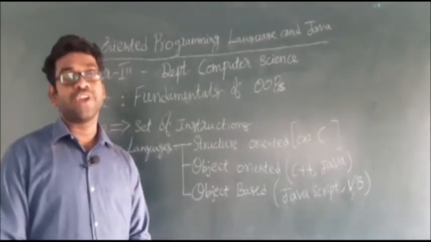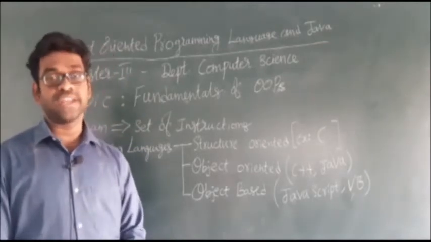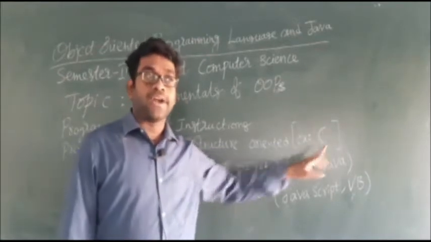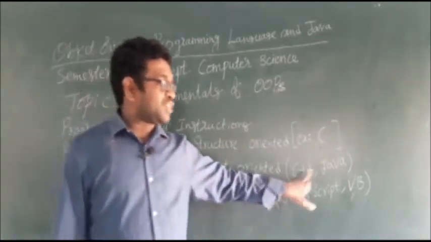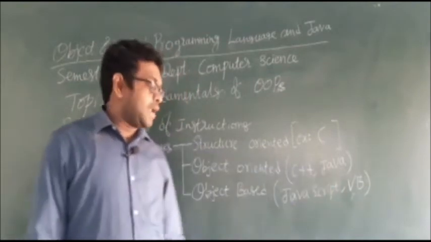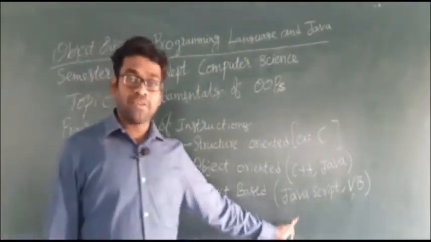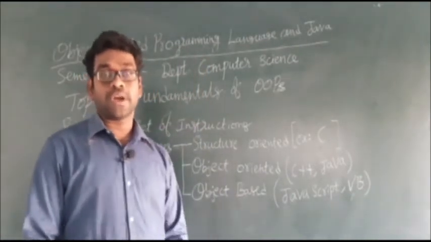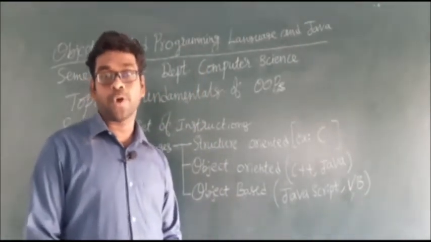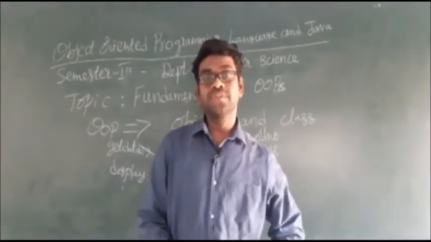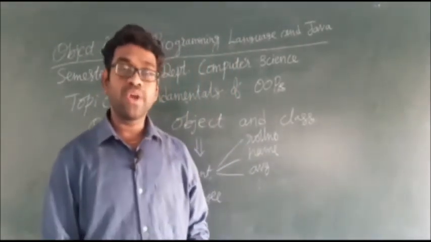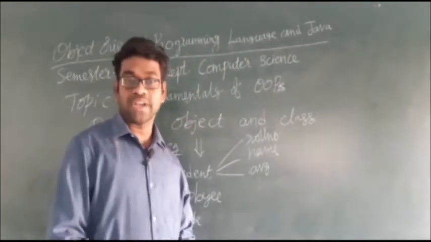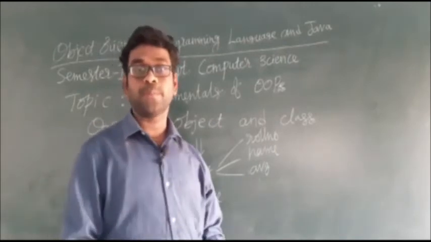By using various programming languages, we have structure oriented languages, the example being C, and object oriented languages, C++ and Java. Next, for object based programming languages, JavaScript and Visual Basic are the examples. So today our topic is object oriented programming. What is meant by an object oriented programming language? Where we are using the concepts of classes and objects in a programming language, we call it an object oriented programming language.